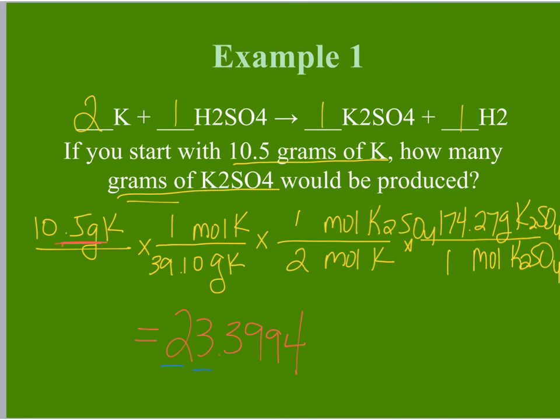In this case, 10.5 has 3 sig figs, so I need to have 3 significant figures. 1, 2, 3, cut it off after the 3. The 9 is going to round up. Get rid of those. Our answer is going to be 23.4 grams of K2SO4. Remember, you need to have the number, the unit, and the compound for this to be correct.